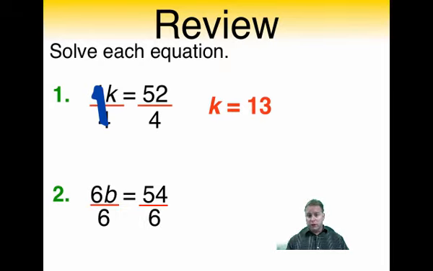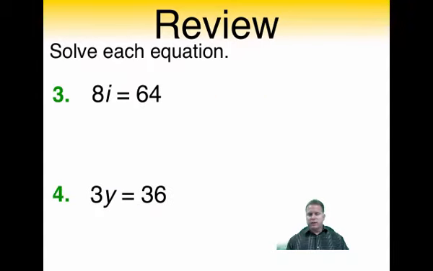So since they're multiplying by 6, we divide both sides by 6. 6 over 6 gives us a big fat 1, and 54 divided by 6 gives us 9. So b equals 9. In other words, 6 times 9 equals 54. Would you pause the video and try these two problems and see if you can come up with an answer on your own?